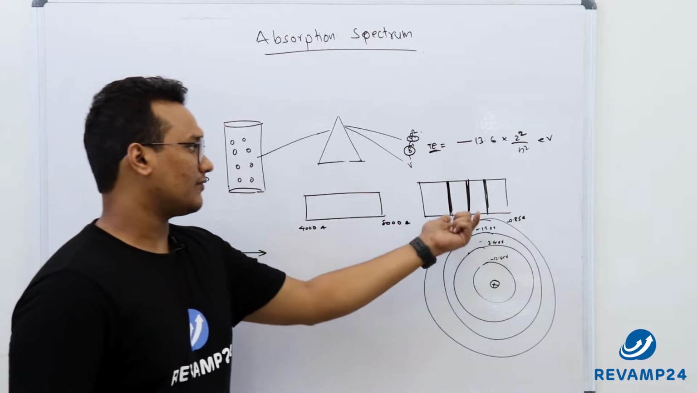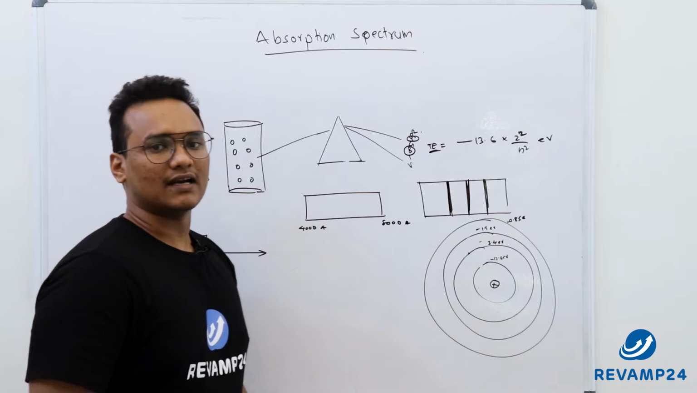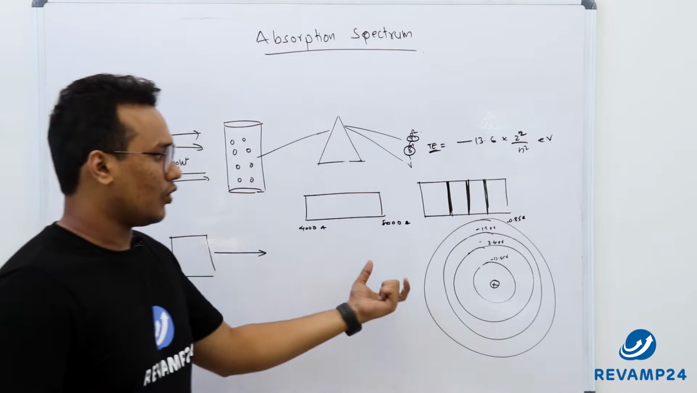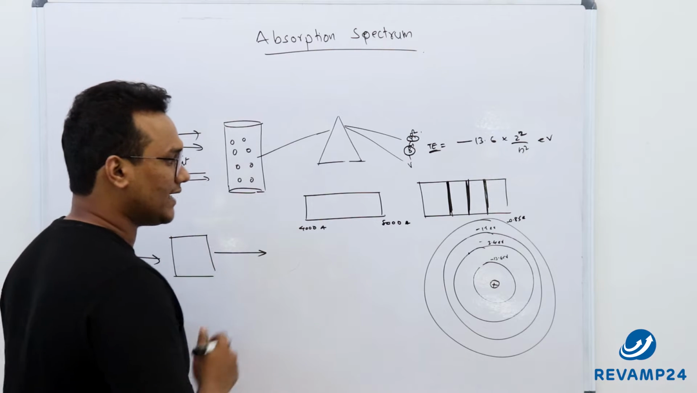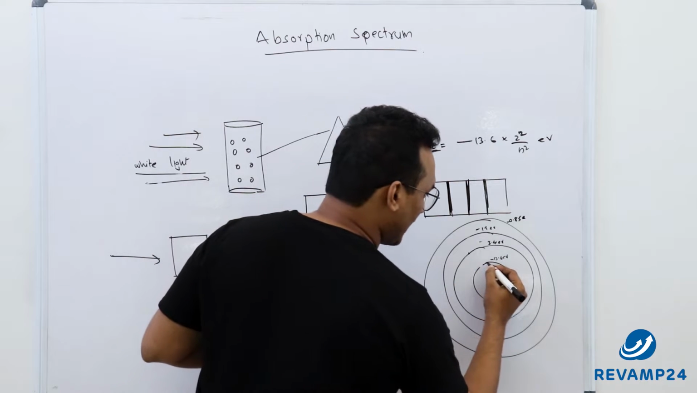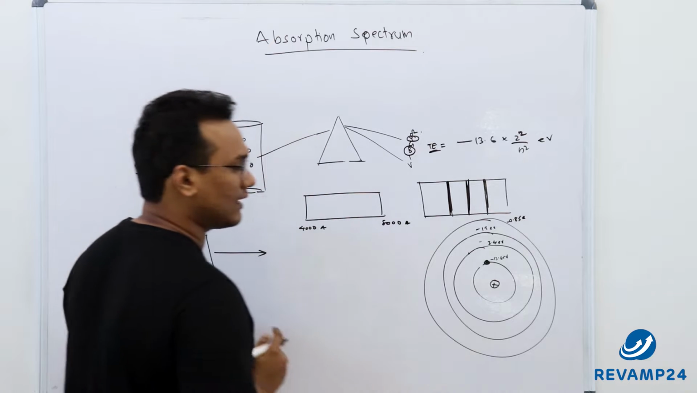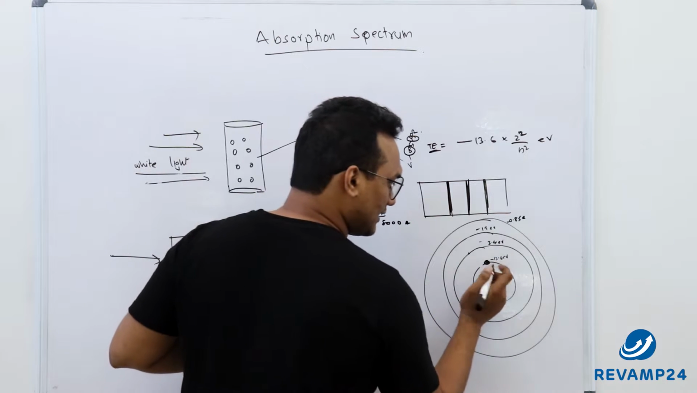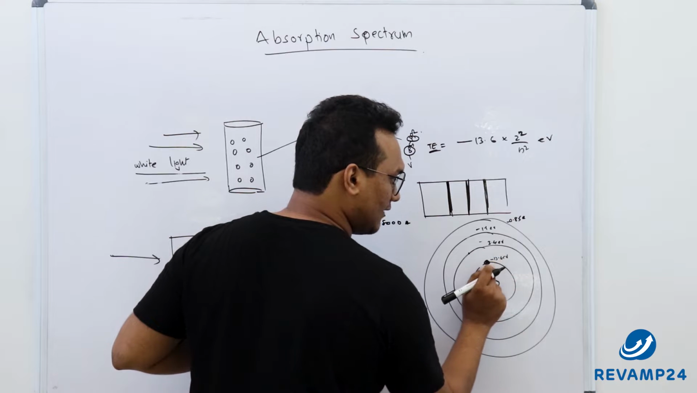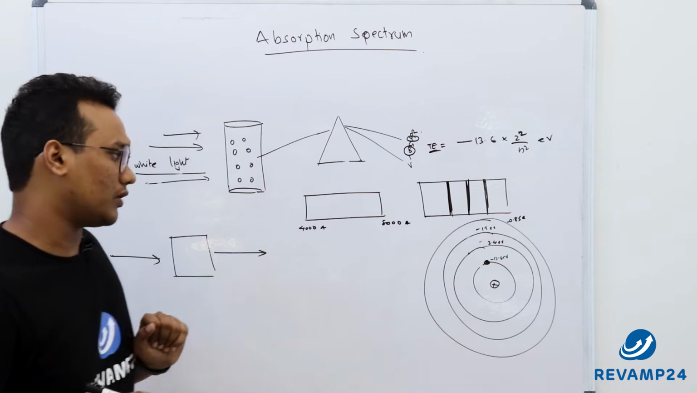And what is the reason for these missing colors? Bohr was able to give an explanation for this. Why has it happened? Because the electron has got excited from a lower energy level to a higher energy level. I will explain it to you. So now this electron is at an energy level of minus 13.6 electron volt.